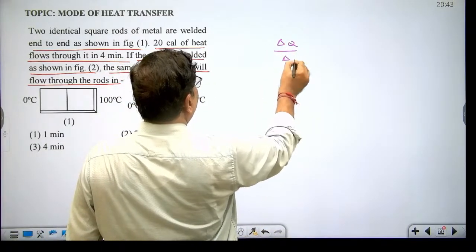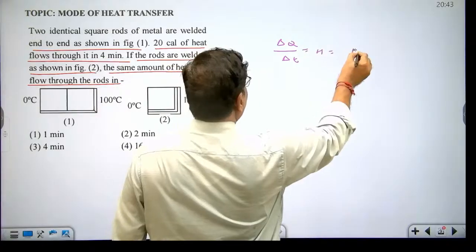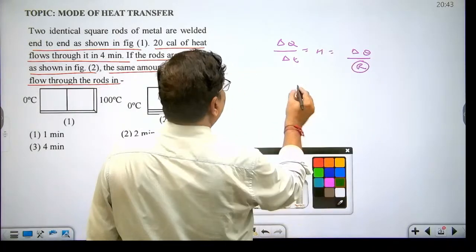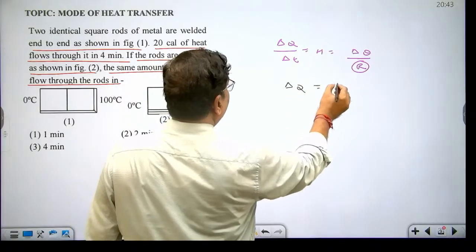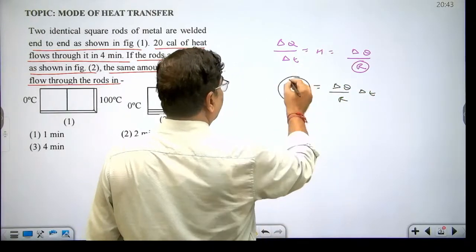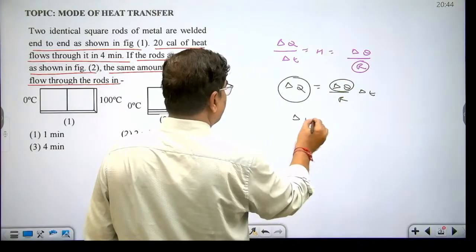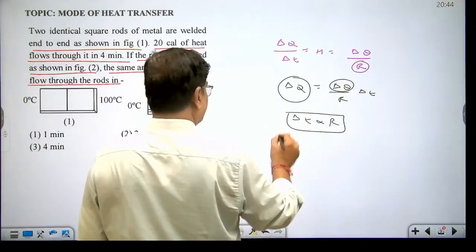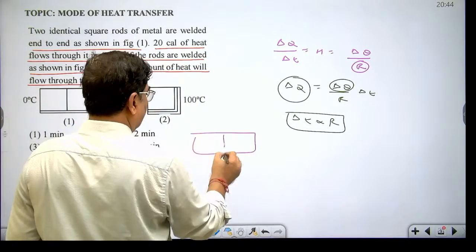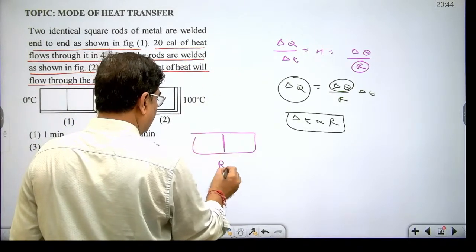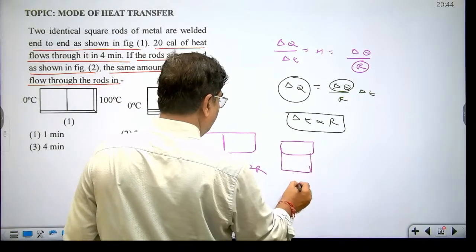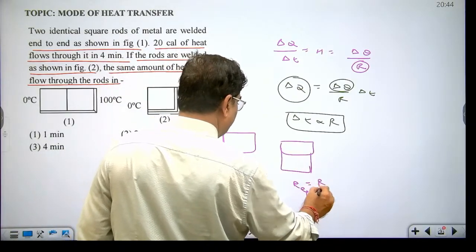ΔQ upon ΔT, this is heat current. This is equal to Δθ upon R, where R is thermal resistance. So ΔQ equals Δθ upon R into ΔT. ΔQ is constant, Δθ is constant, so ΔT is proportional to R. In our question, when rods are connected in series, R equivalent equals 2R. When rods are connected in parallel, R equivalent is R by 2.